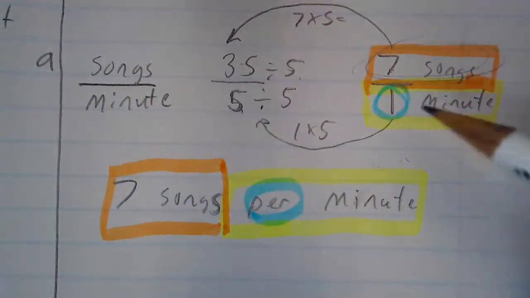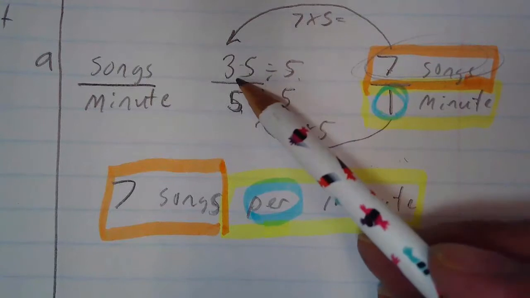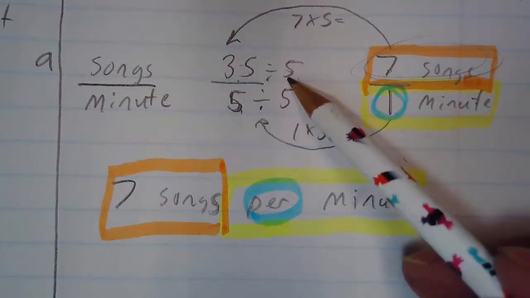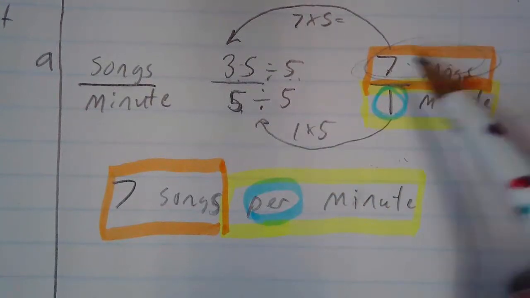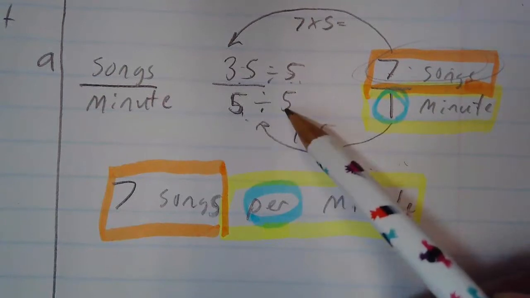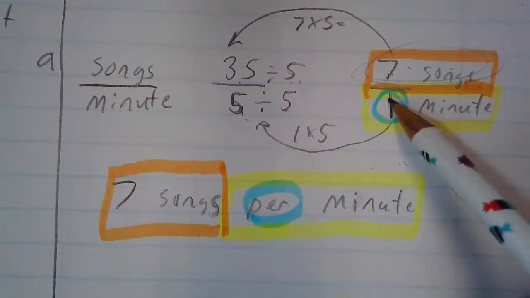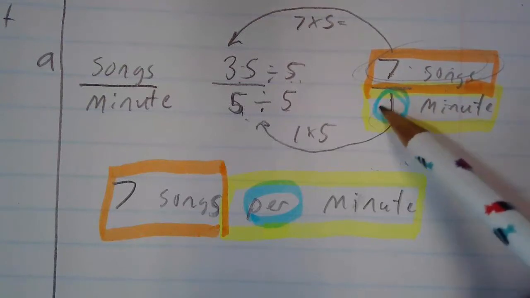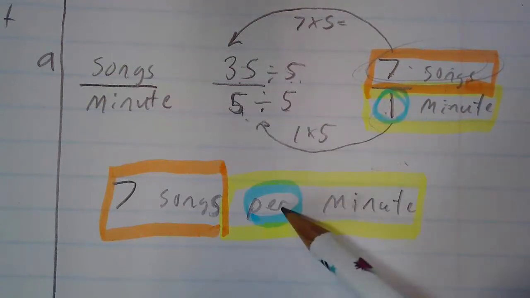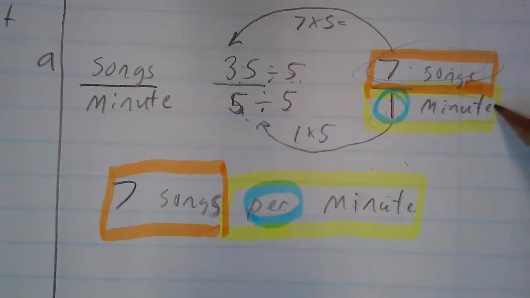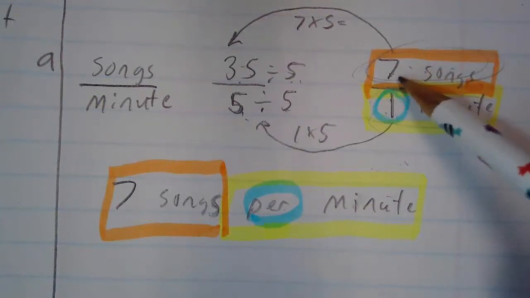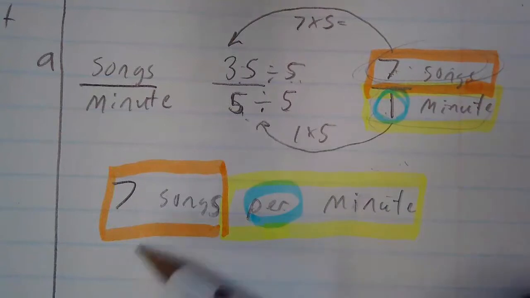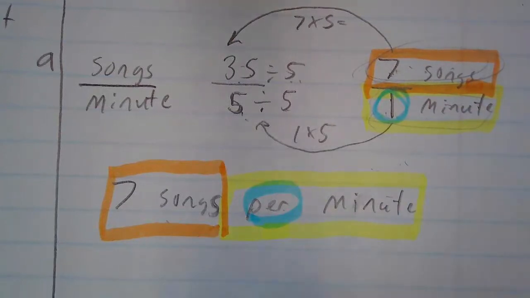Let me remind you, or review real fast. 35 broken up into 5 groups means each group's going to have 7 songs. 5 broken up into 5 groups means you're going to have 5 groups of 1 minute. 7 songs per minute. The 1 goes with the per. Per minute goes with the denominator. The numerator is the top part. 7 songs. All right. Letter B.